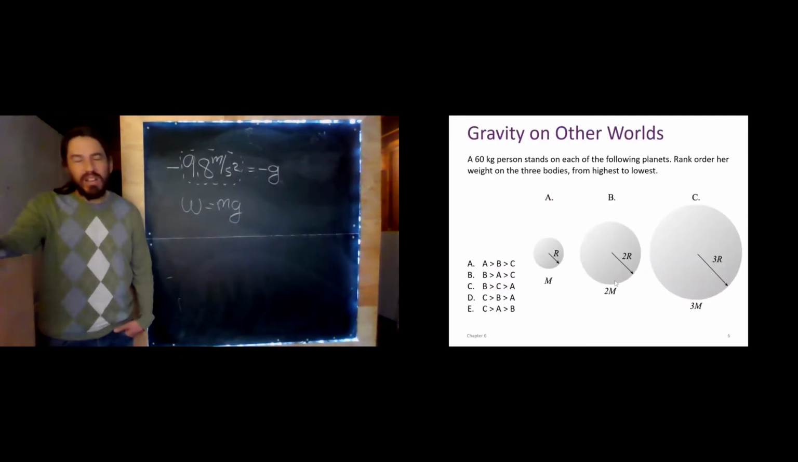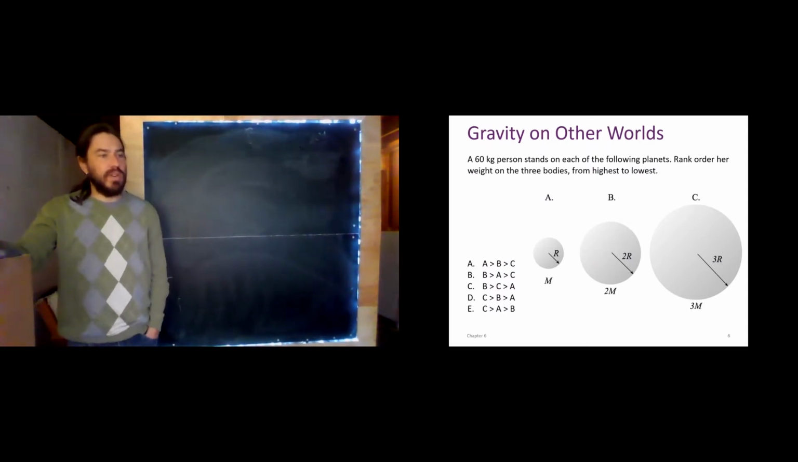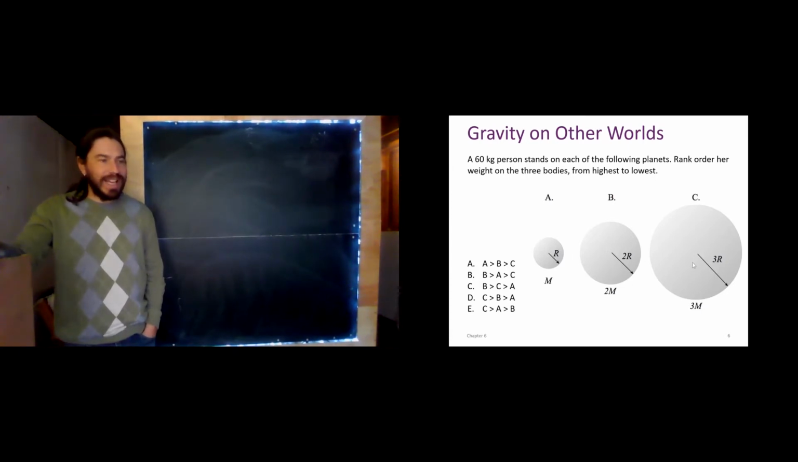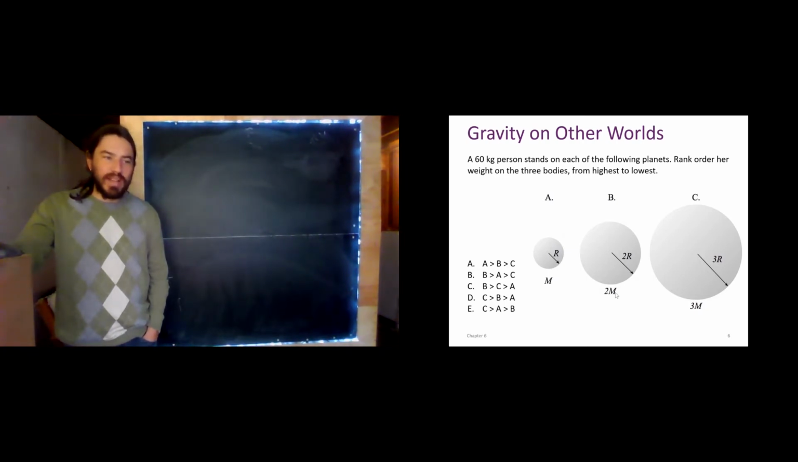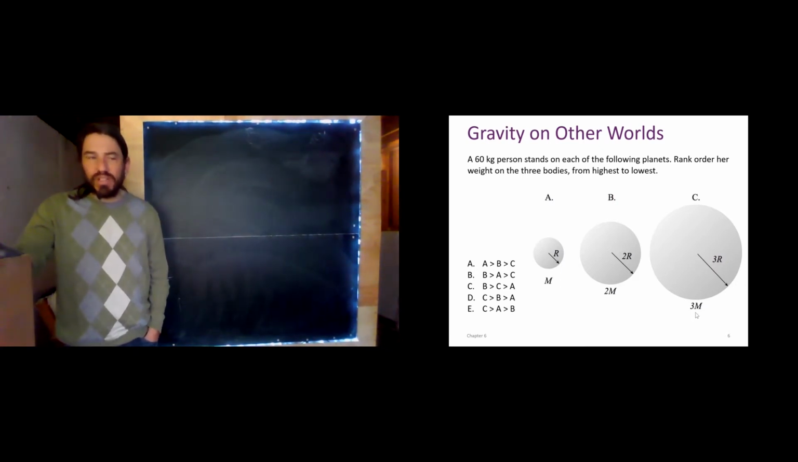Okay, let's try a quick example. A 60 kilogram person stands on each of the following planets. Rank order her weight on the three bodies from highest to lowest. And so notice we've got our three planets here. This one has a radius r, a mass m. This one has a radius 2r and a mass 2m. This one has a radius 3r and a mass 3m. Which one will have the strongest gravity at its surface? In other words, which one will have the highest value of little g at the surface? Why don't you give it a shot? I'll see you on the other side.